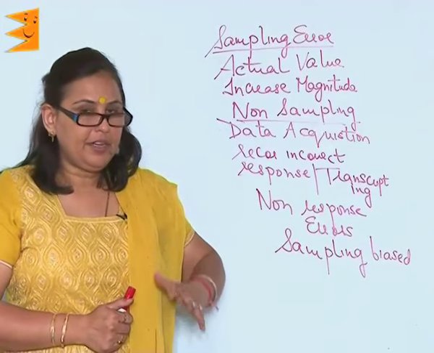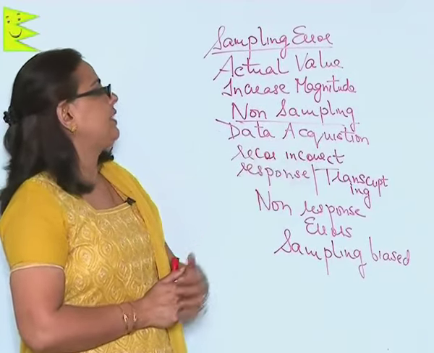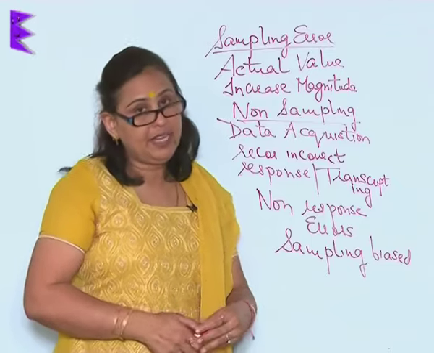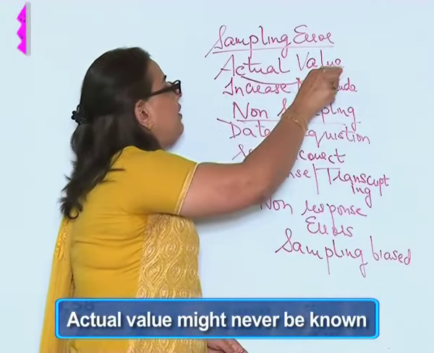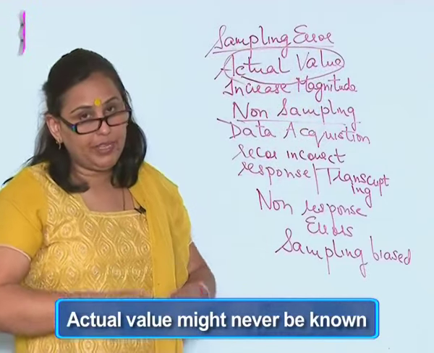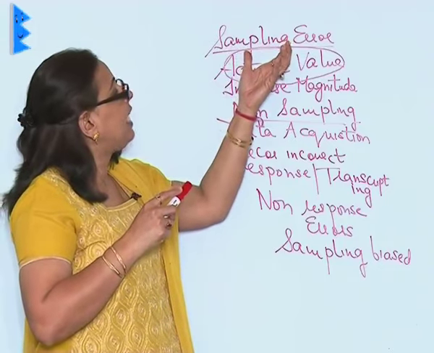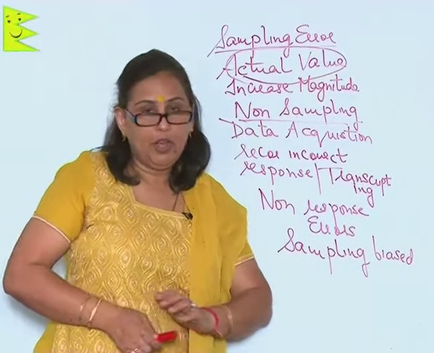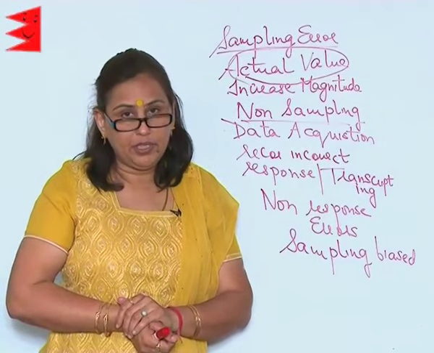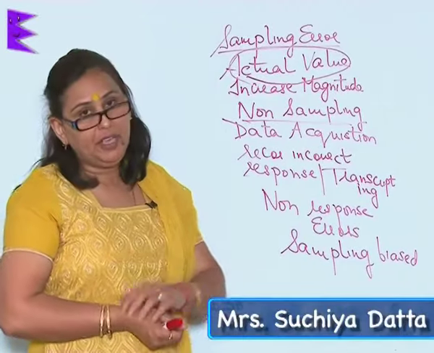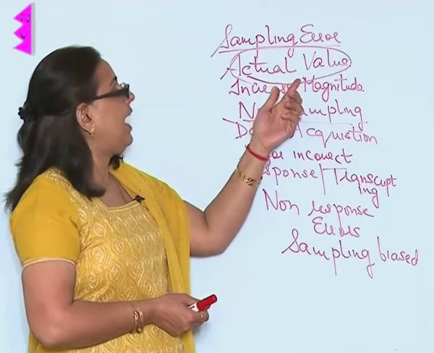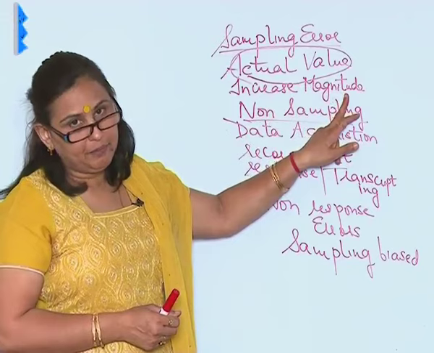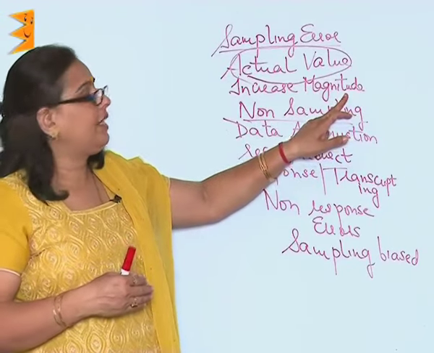Let me talk about the errors involved in the sampling and the non-sampling methods. As far as the sampling errors are concerned, the biggest error is that the actual value might never be known, because the sample value that we have derived might not be the same as the actual value, because maybe the number of people that we have taken are not sufficient to give an estimate of the value. But of course, this defect can be taken away by increasing the magnitude of the survey, that is, including more people in the survey list.